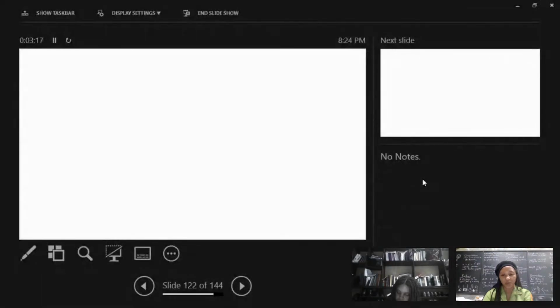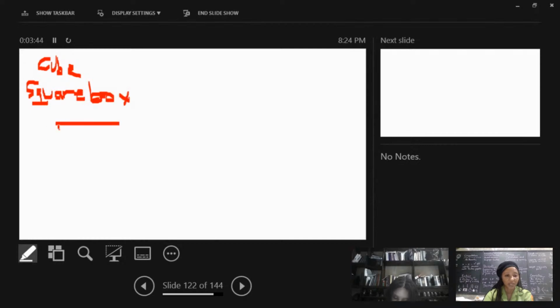So we're looking at the volume of a cube and the volume of a cuboid. So we first need to identify what is a cube and a cuboid. So a cube, simply put, we can say it's a square box. And so we start with a square, same size all around, square box. So the length, width, and height are the same.